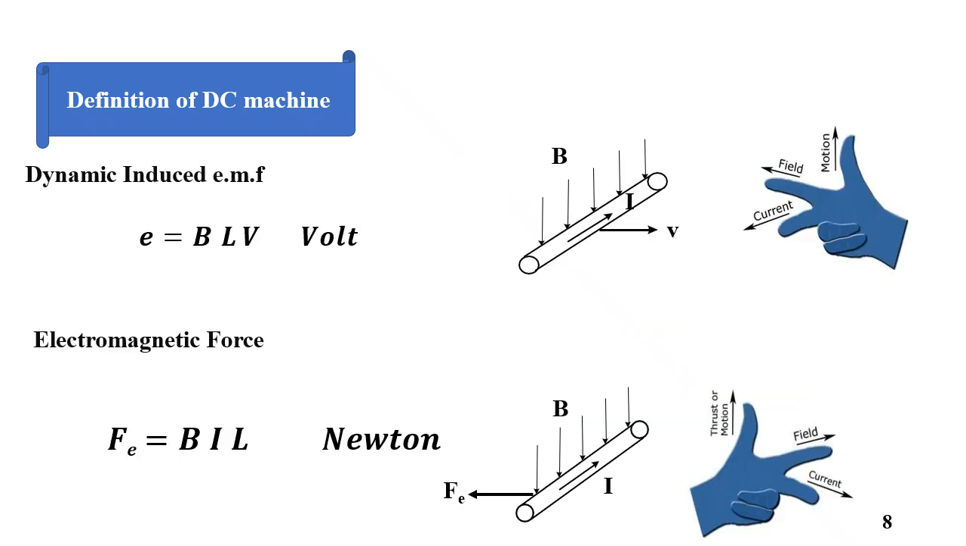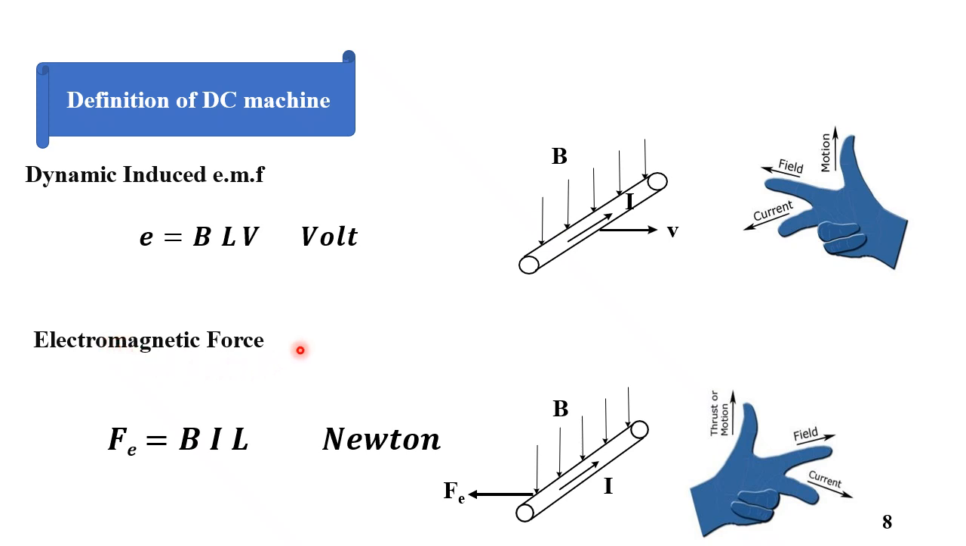The theory of operation of the generator is the dynamic induced EMF, which follows the right-hand rule. We have the thumb in the direction of motion, this finger is the direction of flux, and this one for the current or the voltage. The voltage is equal to the magnetic flux density times the length of the conductor times the velocity, where the flux density B is perpendicular to the conductor, and the conductor is moving with the speed v. Then the induced EMF or the current will be in this direction, which is equal to I.